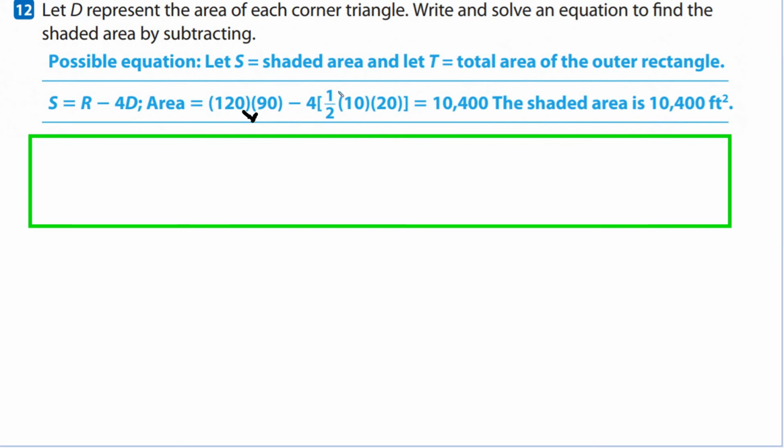Okay, and you subtract that from, first of all, let me do this. See inside the brackets here? This is the area of each triangle. If you remember, we did that earlier. And then times 4, because there's 4 of them. When you do the math, this is what you get. So hopefully you guys got that.